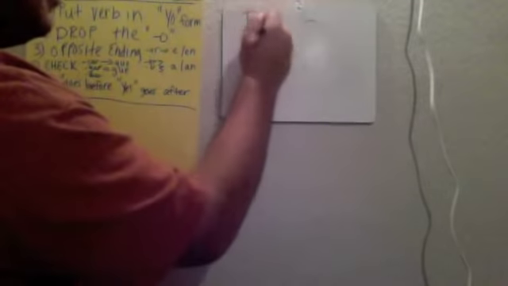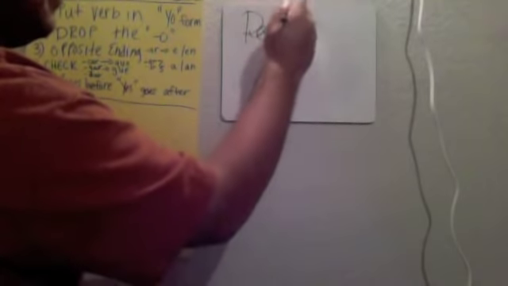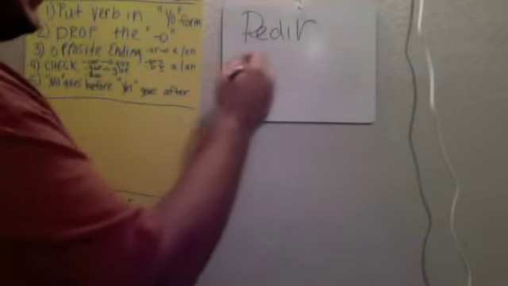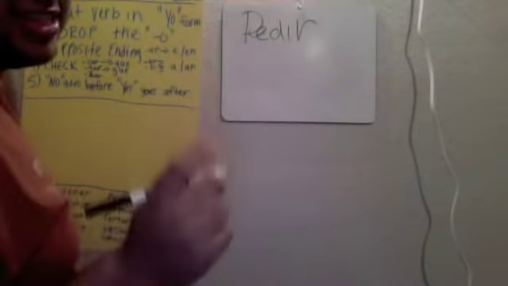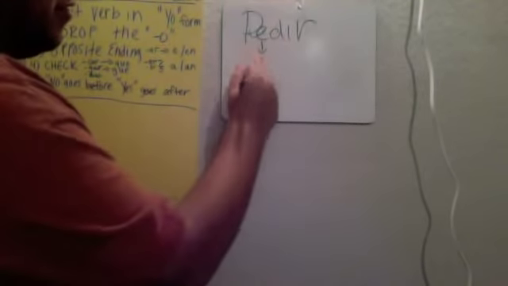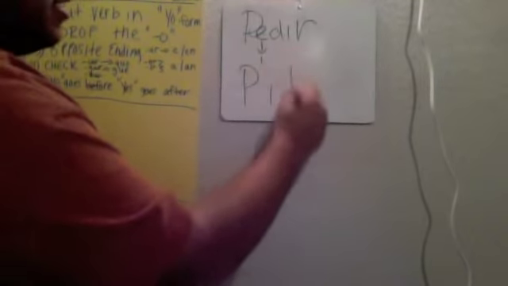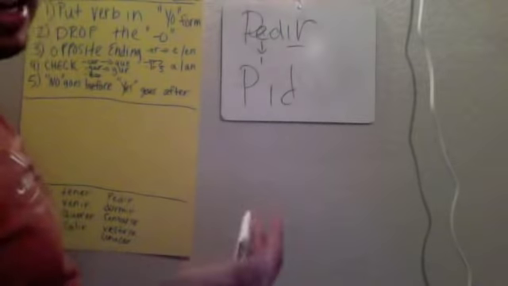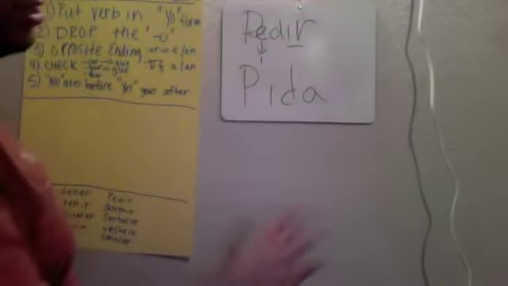Alright, next one. Pedir. To ask for. Let's remember that this is a stem changing verb, so it's E to I. So put it in the yo form. Pido. Drop your O. It's an IR verb, so your opposite ending again is A. The verb doesn't end in car, gar, or zar. You're done. Pida is your command.